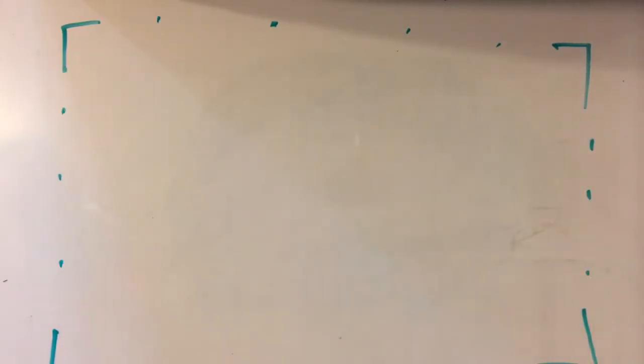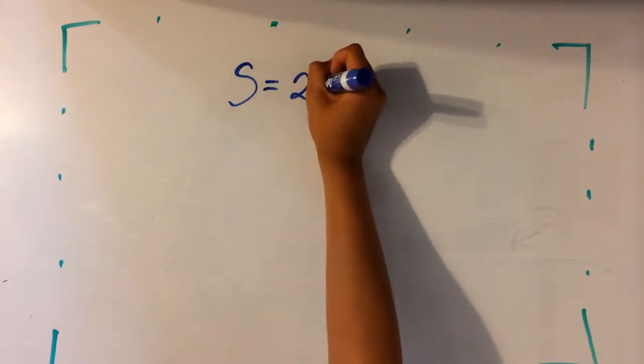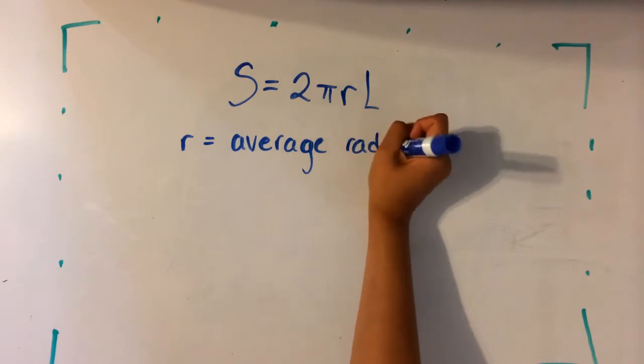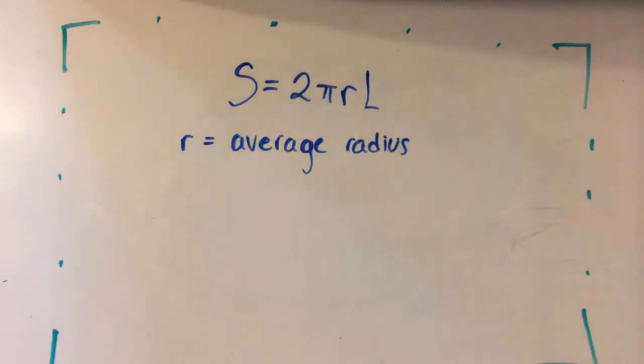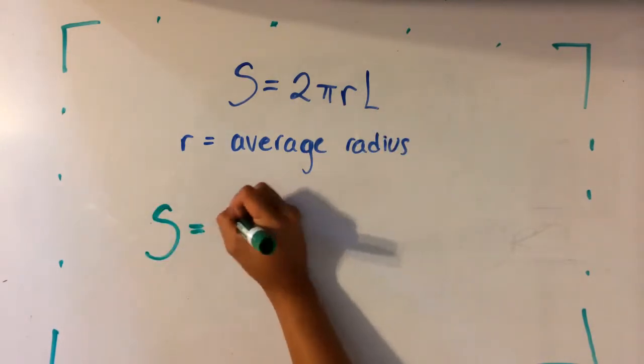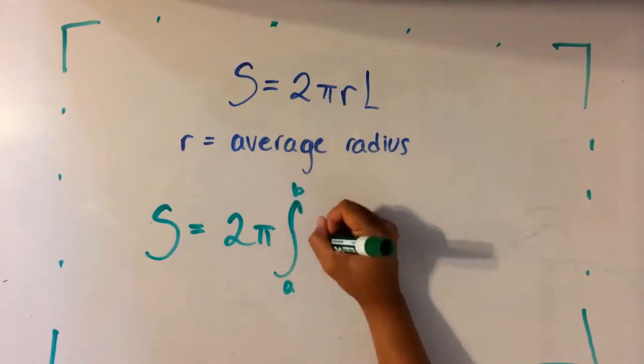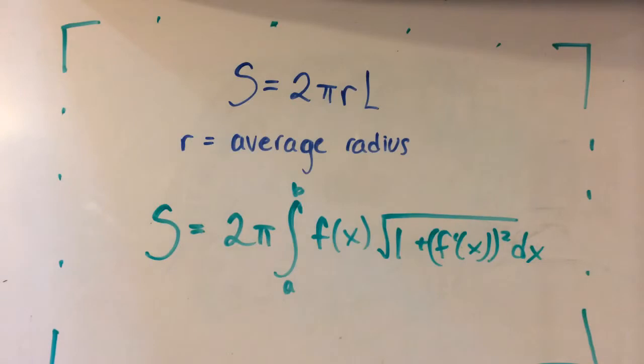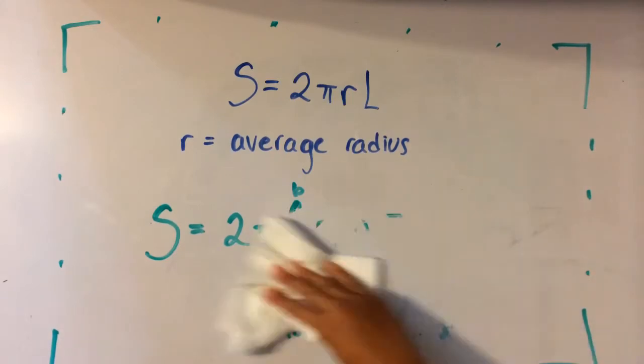We'll start with a basic surface area formula, where r is your average radius. Plug in the formula for arc length with the radius in the integral. Then the formula for surface area will become 2 pi times the integral from a to b of f of x times the square root of 1 plus f prime of x squared dx. That's the formula if you have a horizontal axis of revolution, you're using x.